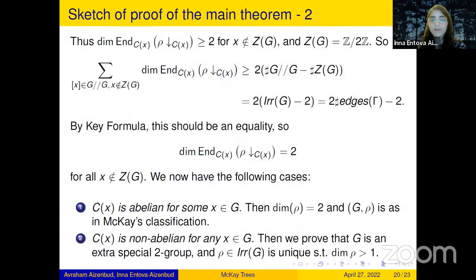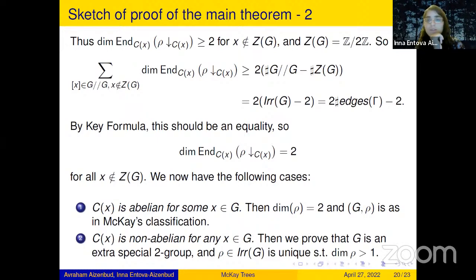So what do we do with that? Well, now we use our key formula again, but we compute things with a little more care. Namely, we said that whenever X is not a central element, the restriction of rho to the centralizer of X will not be irreducible. So the dimension of the corresponding endomorphism space will be at least 2.